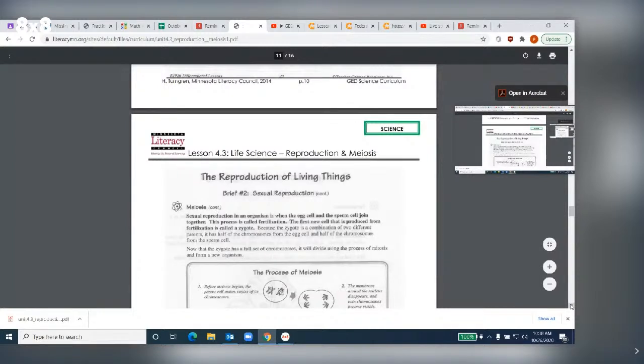So sexual reproduction in an organism is when an egg and sperm cell join together. This process is called fertilization. The first new cell that is produced from fertilization is called a zygote, because the zygote is a combination of 2 different parents. It's half the chromosomes from the egg cell and half the chromosomes from the sperm cell. Now the zygote has a full set of chromosomes, it will divide using the process of mitosis, form a new organism.